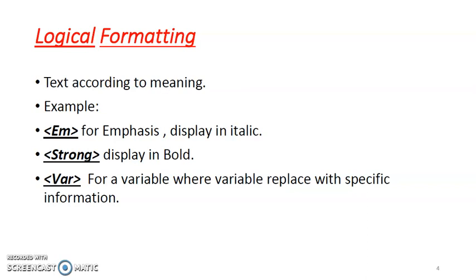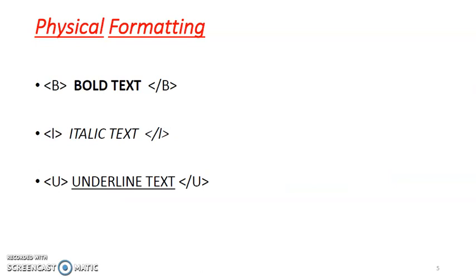This tag is specially used for a variable, where the variable is replaced with specific information. So logical formatting is what? The text according to meaning. It describes how the text is being used. Logical formatting has three tags. First, EM is used to display the text in italic. Then strong is used to display the text in bold format, and var is used to replace the variable with information. Clear?